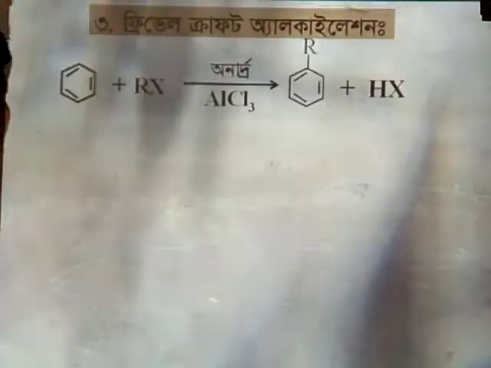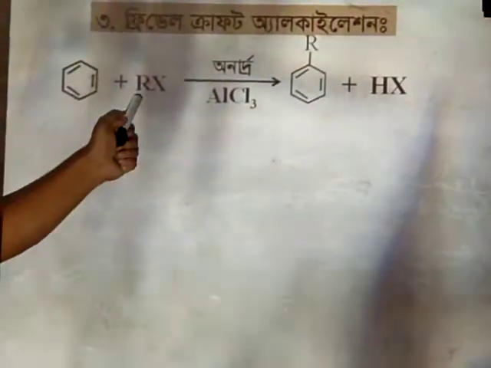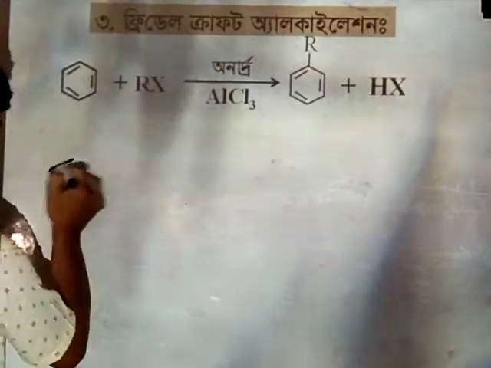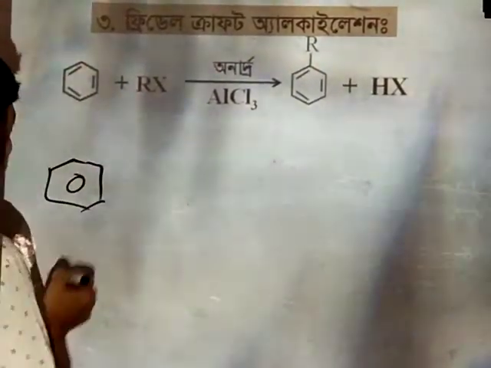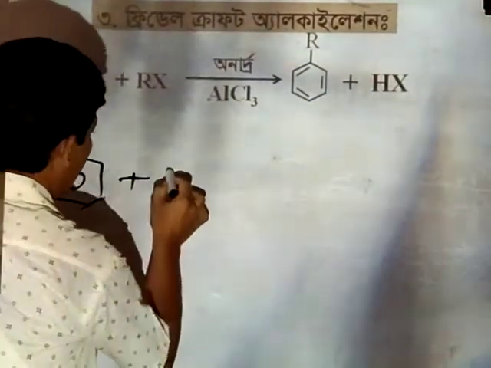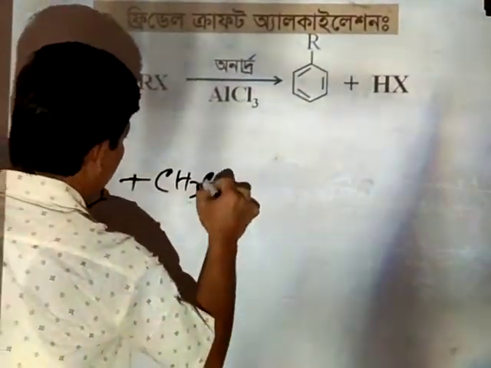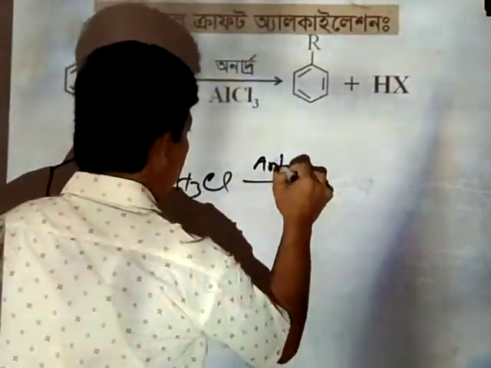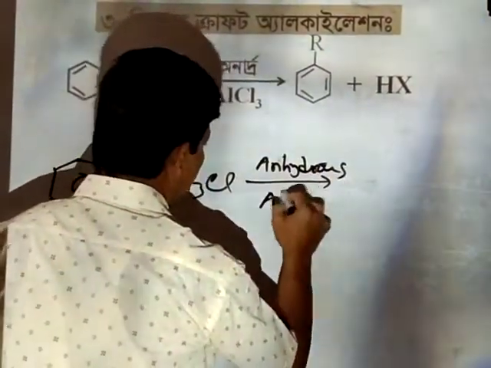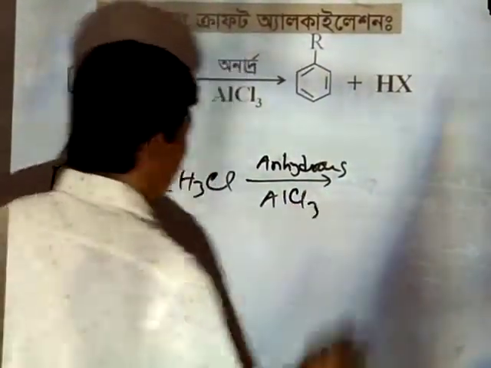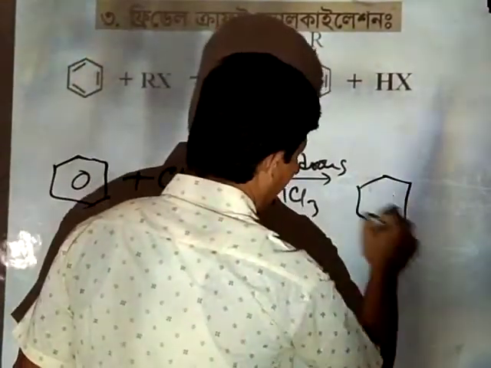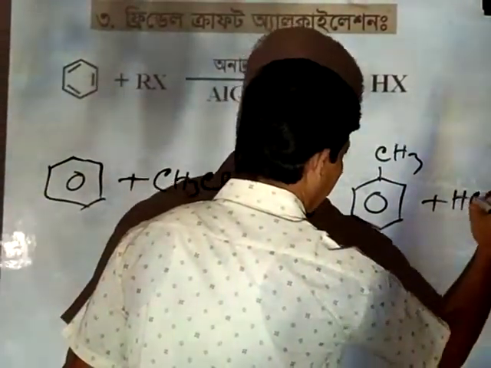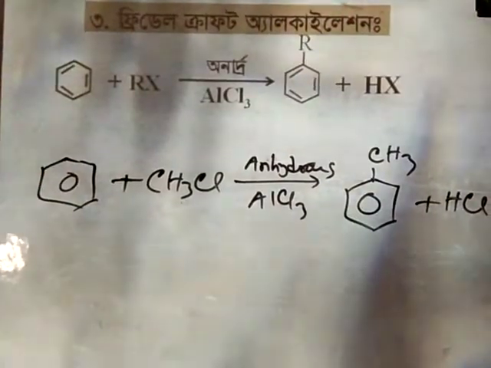So dear student, if we take alkyl halide as methyl halide or methyl chloride, then the reaction will be: here, this is benzene, and if we take methyl chloride as alkyl halide, it reacts in presence of anhydrous aluminum chloride, then it will produce methyl benzene, which is known as toluene, and hydrogen chloride. This is the product of this reaction.